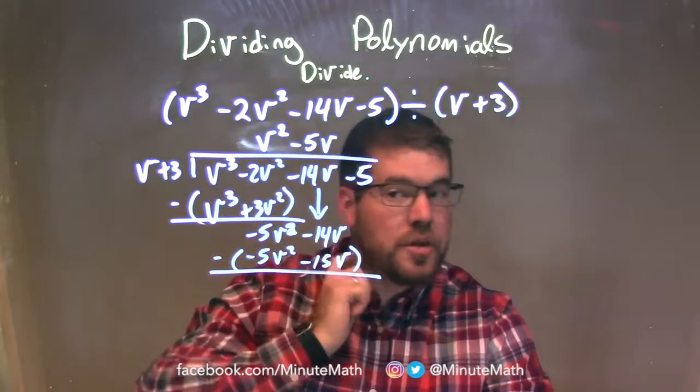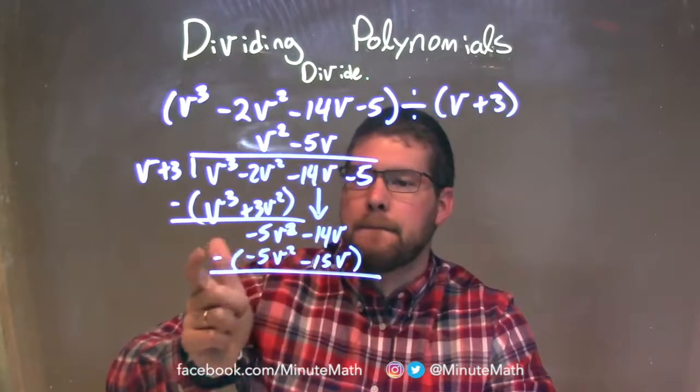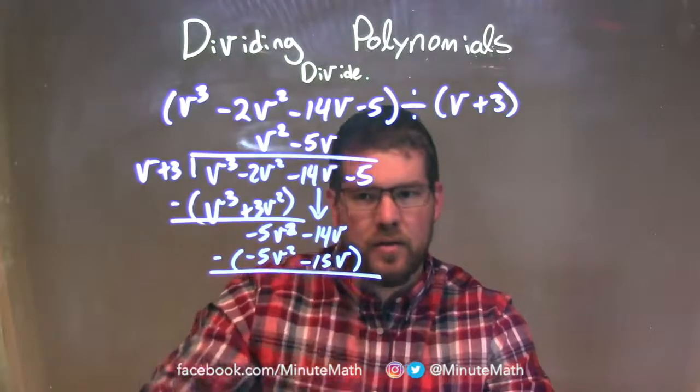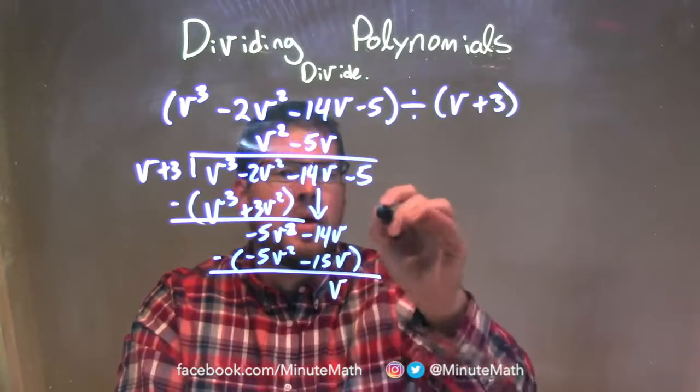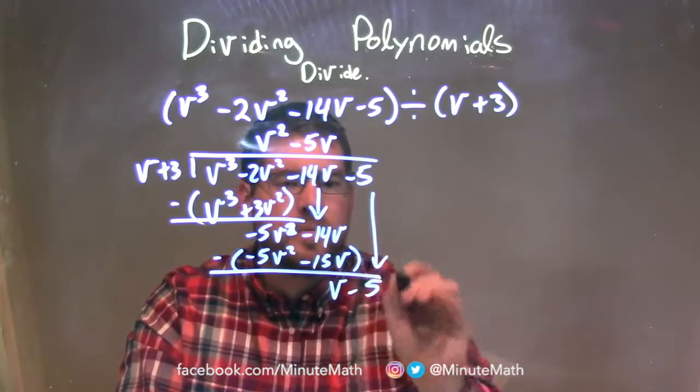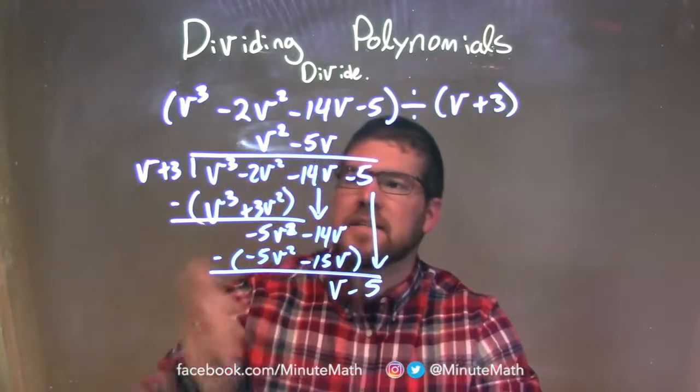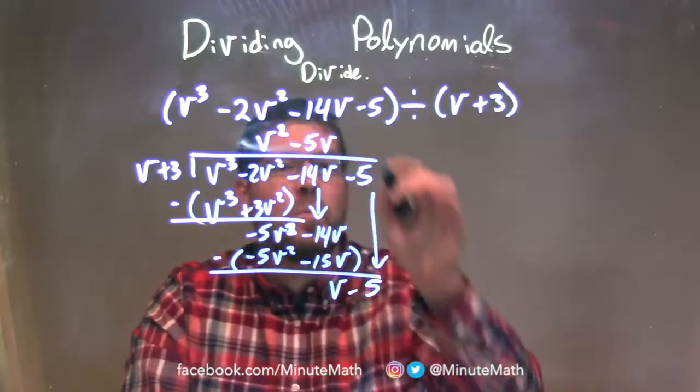They eliminate, which they should. Minus 14v minus negative 15v is like adding a positive 15v. And it's just a positive 1v. Okay. We bring down the minus 5. So let's ask the question again. What times v is v? And that's just 1. Pretty simple.